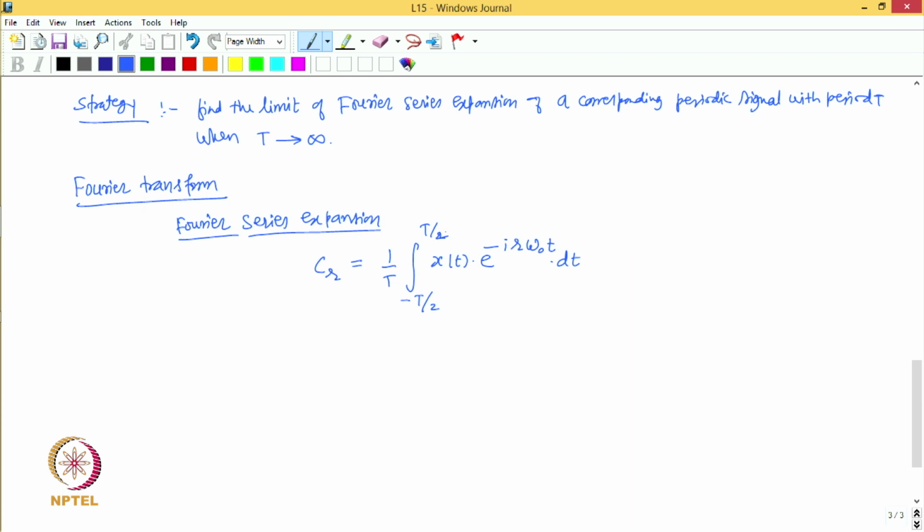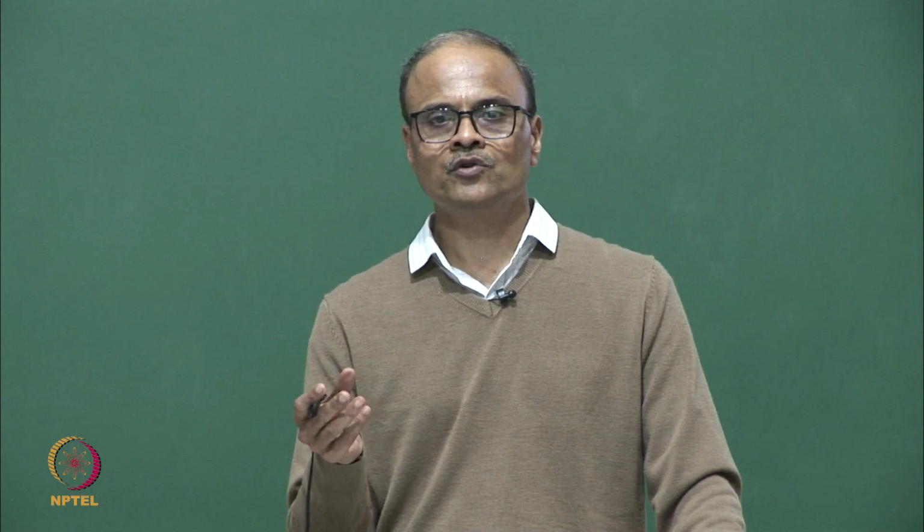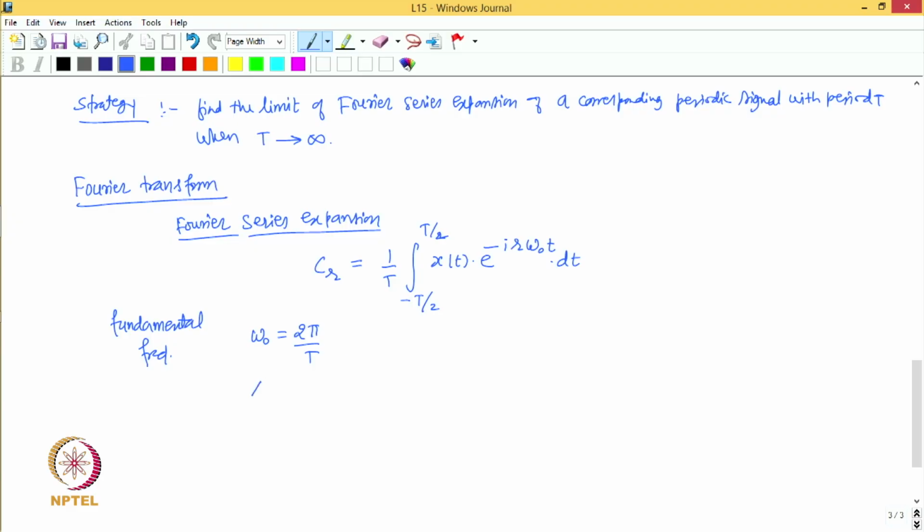So now if you look at the omega naught, which is the fundamental frequency, that is 2 pi upon T, that is nothing but the fundamental frequency of the signal. Okay. And if you look at the frequency resolution, which is nothing but the gap between two consecutive frequency components, then that also is actually equal to omega naught, right, because in the Fourier series expansion the components exist at omega naught, 2 omega naught, 3 omega naught and so on. So the frequency difference between the two consecutive components is nothing but omega naught.